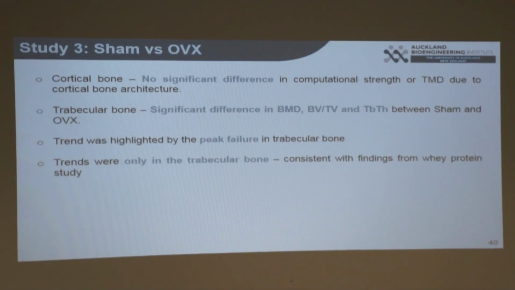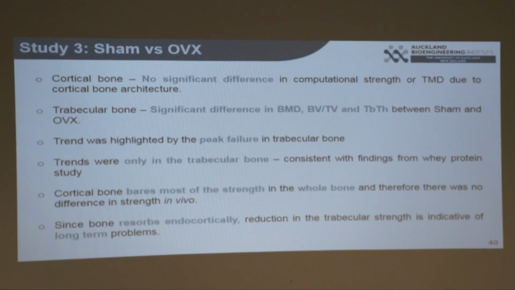So a couple of points. Now, cortical bone, no significant difference in computational strength or TMD due to bone architecture. With the trabecular bone, there were significant differences in the BMD, percentage bone volume, and trabecular thickness. The trend was only highlighted by the peak failure force in this study, and the trends were only in the trabecular bone, and that was consistent with our whey protein study.